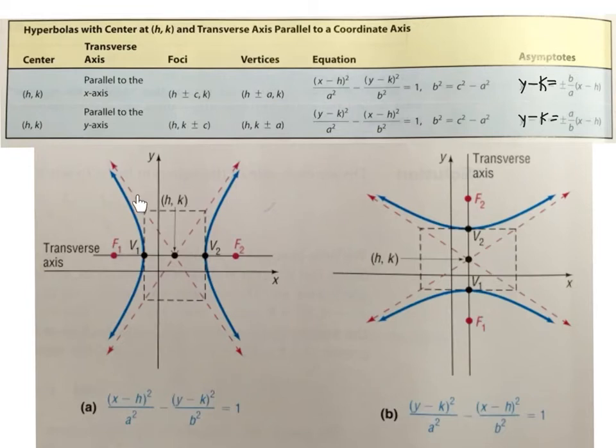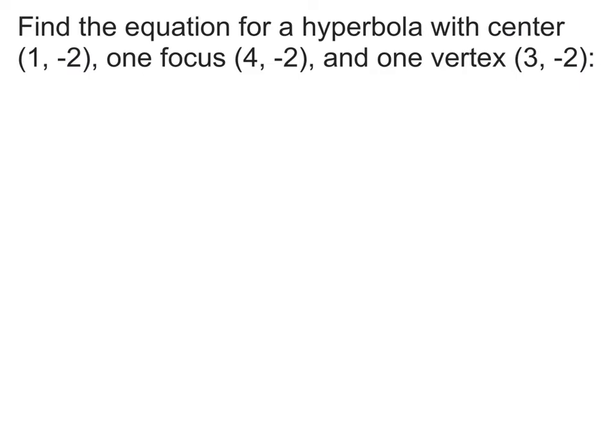And then here's what the graphs will look like depending on how your transverse axis goes, whether it's parallel to the x or to the y. So let's put all that information to use and find the equation for a hyperbola with center at 1, negative 2. One of the foci is 4, negative 2, and one of the vertices is 3, negative 2.